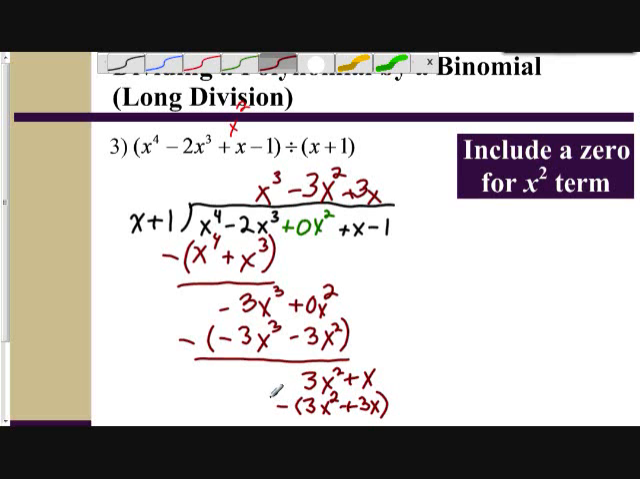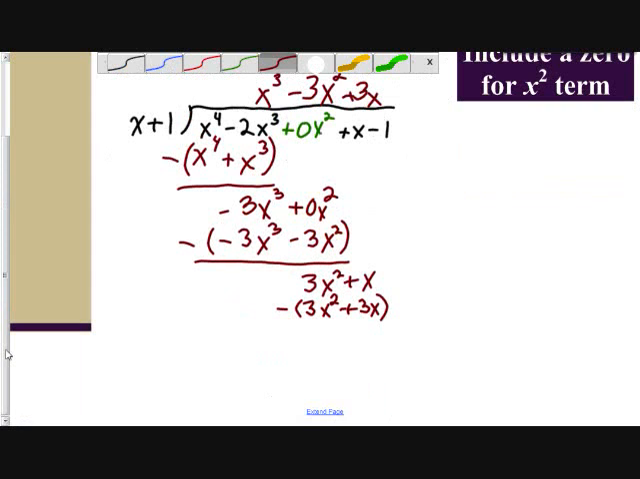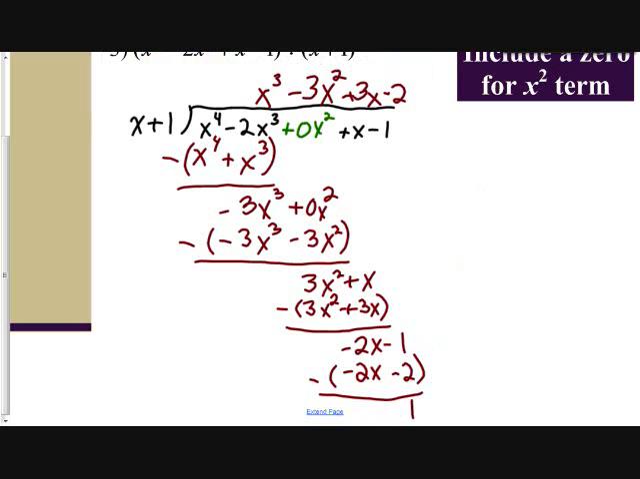And then perform our subtraction. So the first term is going to cancel, and we really have 1x minus 3x, so that's negative 2x. And then we drop down our minus 1. Now what do we multiply x by to get negative 2x? And that would be a negative 2. Distribute negative 2 to both terms. You're going to get negative 2x minus 2. Subtract that entire expression. Negative 1, first term cancels. Negative 1 minus negative 2 is like negative 1 plus 2, which is 1. And again, that 1 represents your remainder.